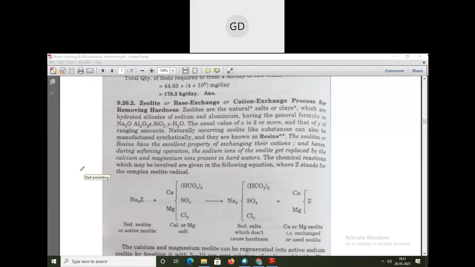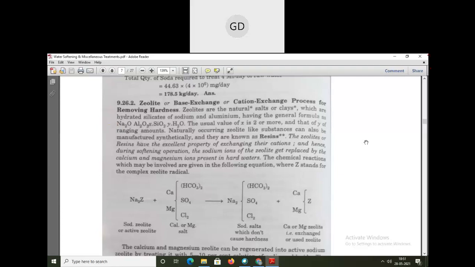This is the general formula for zeolite: Na2O.Al2O3.xSiO2.yH2O. Here, what are x and y? These are some values. The value of x is 2 or more, and y is also 2 or more.